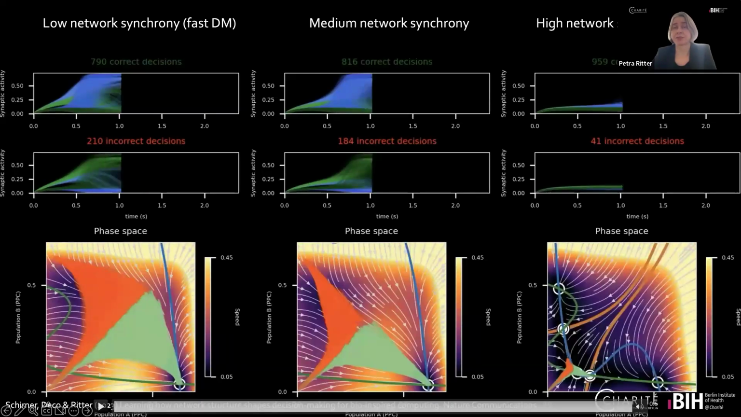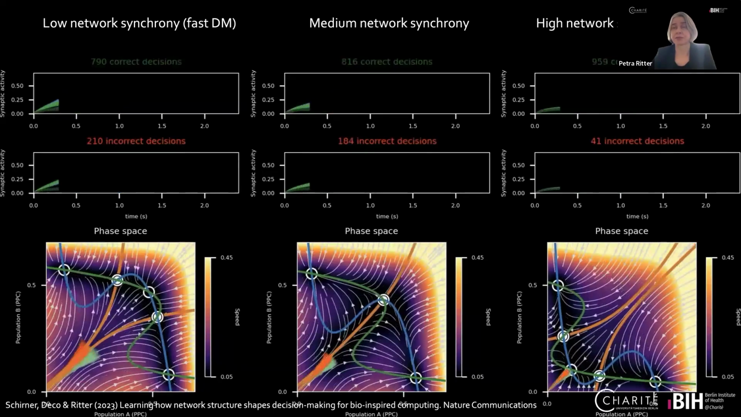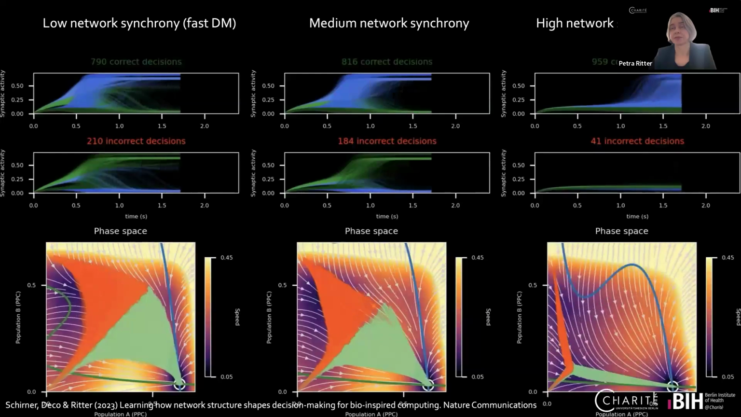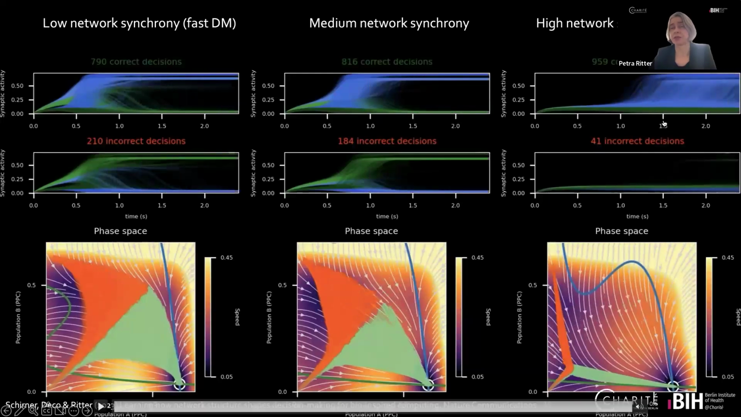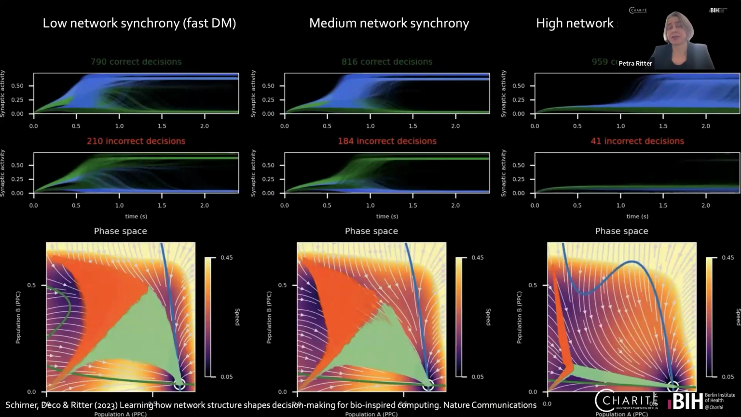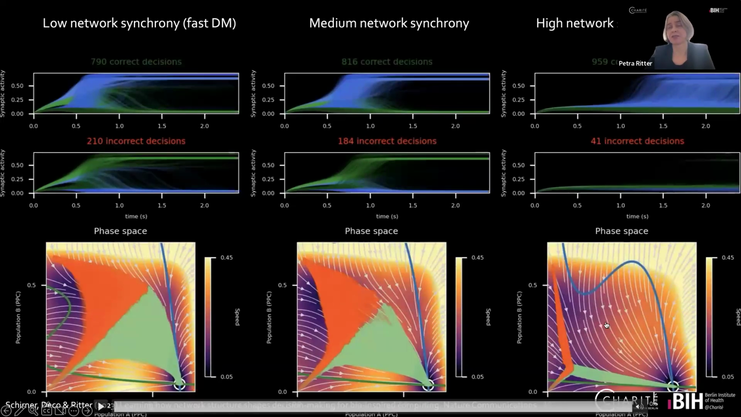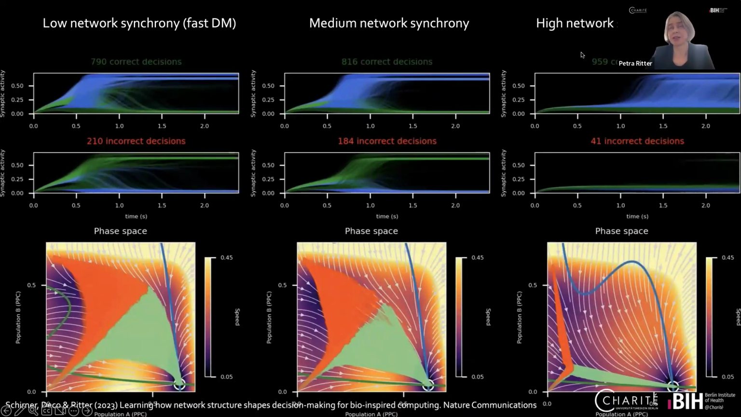Continue now the simulation. And now after almost 1.5 seconds, we see that also for the high synchronized network, the decisions have been made and the trajectories reached either B or A. And we also see that now the fixed point here that keeps the system in a balanced state has been removed.